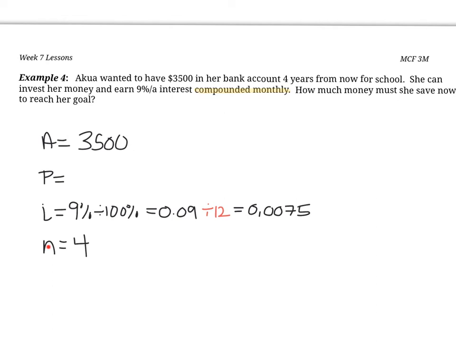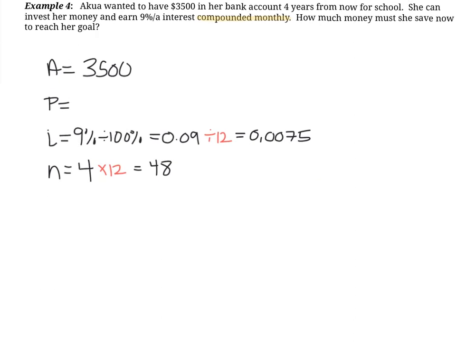How about our N? Our N stands for the number of times we are going to earn or have to pay interest. In this case, we're earning interest. So if we're holding this investment for 4 years and we're getting interest every month, then I'm just going to take my N and times it by 12. And that's what our chart also shows. So we're going to earn interest 48 times. So now that we have all of our variables, now it's just the easy part. We're going to just put it all together into our formula.